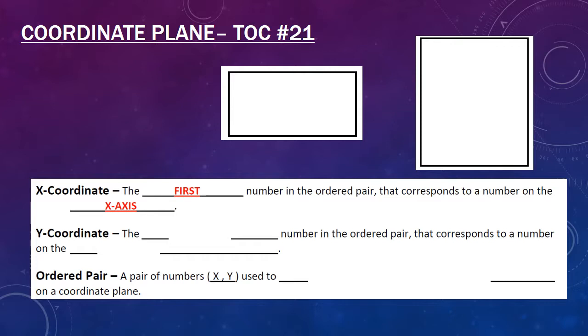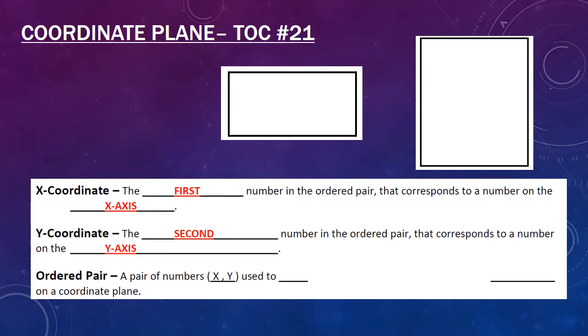And so the y-coordinate, since the x is where you are on the x-axis, the y-coordinate is where you're going to be on the y-axis, and it is the second number in the ordered pair that corresponds to the y-axis. And so you're probably saying, what's an ordered pair? I have no idea. Okay, so an ordered pair is a pair of numbers, and it looks like what we have here in your notes. It's a set of parentheses, and it's got a number on the left and a number on the right, and they're separated by a comma. That's called an ordered pair.